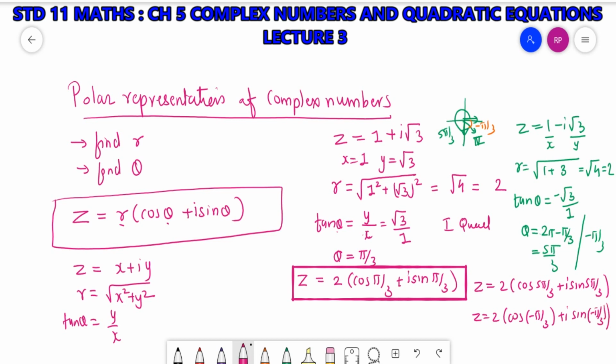Here, if x was also negative, then I would use pi plus pi by 3, third quadrant. If x was negative, meaning minus 1, and y was positive, that is plus root 3, then I would take pi minus pi by 3. Okay, so this was about the polar representation of complex number. Clear? Just note it down.